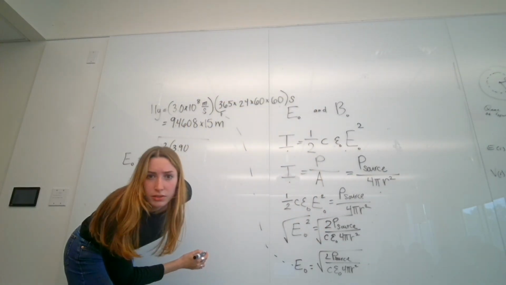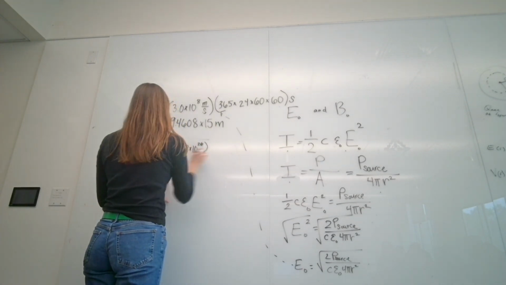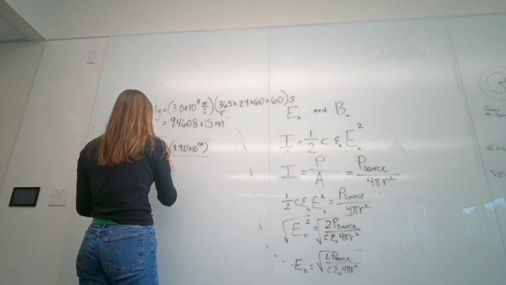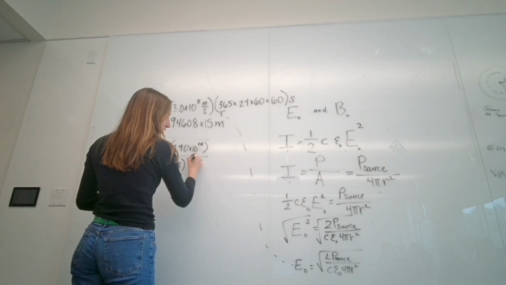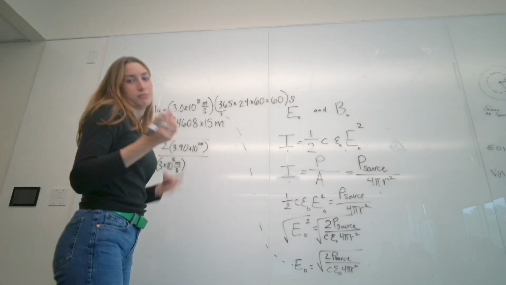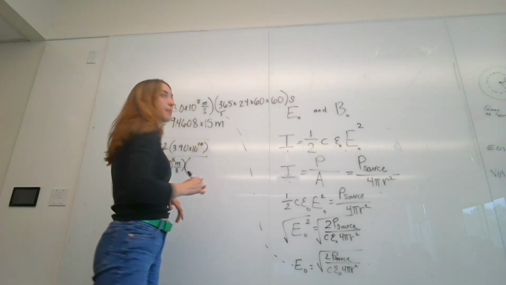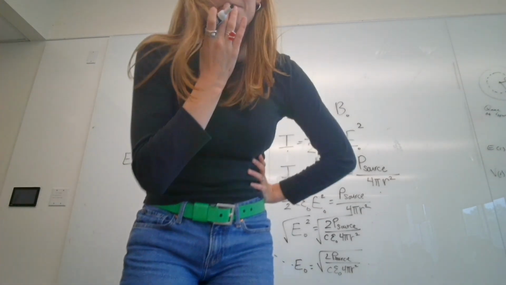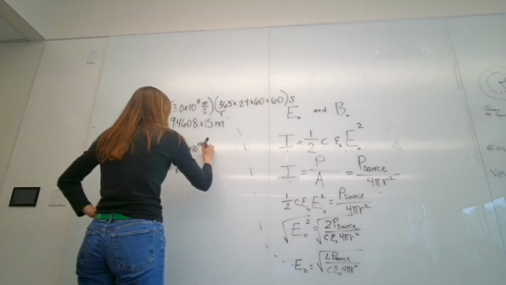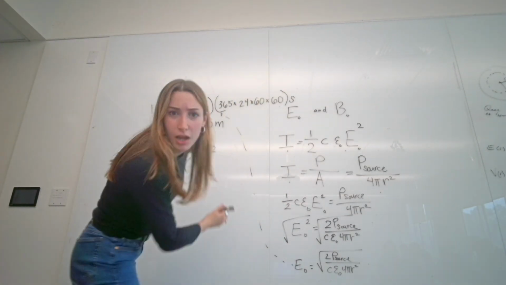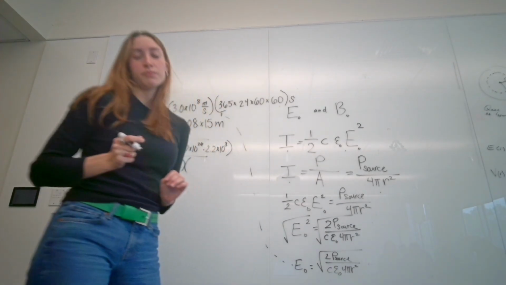times 10 to the 26 over C, 3 times 10 to the 8th. That's in SI units already, meters per second. Epsilon naught is a value. I don't know what the value is. Does anyone know? It says radiant energy at 2.2 times 10 times the sun. Cool. Multiply that by 2.2 times 10 to the 3rd. Thank you.